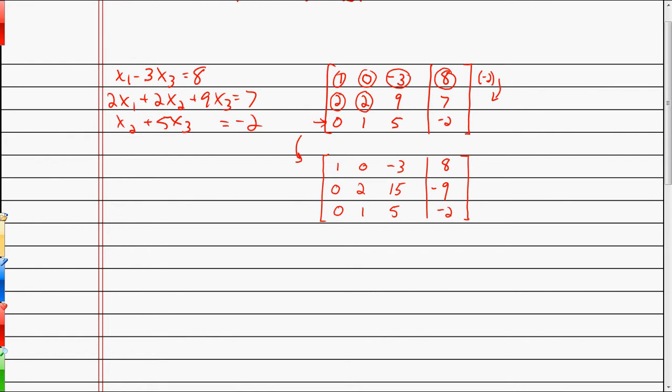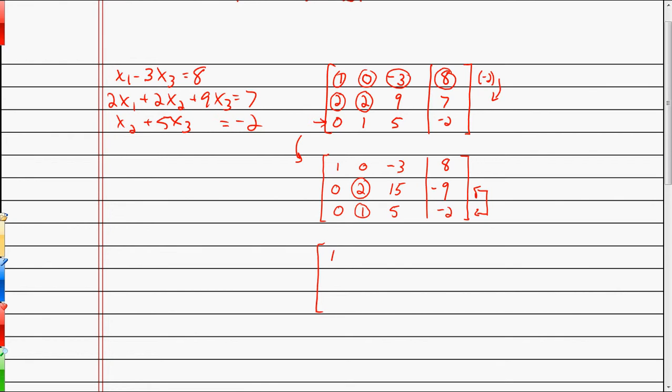Okay, does that look right? I think I have everything together. Okay, so far so good. So now I would like to get a 1 in this position. But if I divide that row by 2, I'm going to get a fraction. I don't like that. So instead, noticing that I have a 1 in this position, I can switch those 2 rows and have a 1 where I want it.